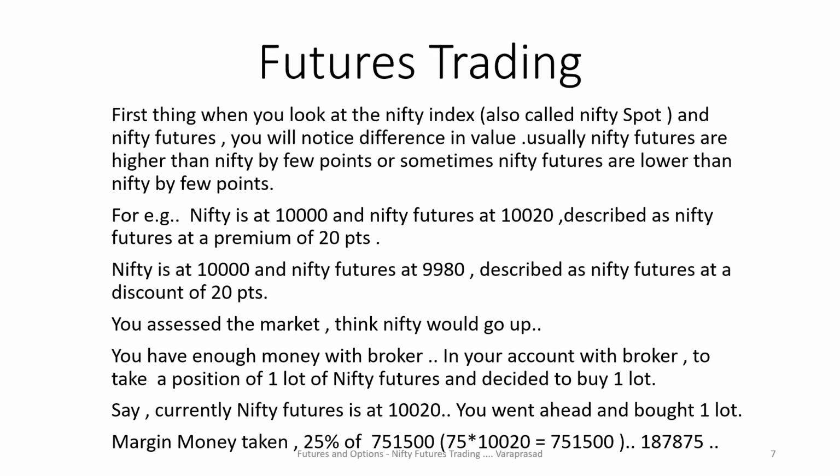You assess the market, think Nifty would go up, you have enough money in your account with the broker to take a position of one lot of Nifty futures and decide to buy one lot. Say currently Nifty futures is at 10,020. You went ahead and bought one lot. Margin money taken is 25% of 7,51,500, that is 75 into 10,020 is equal to 7,51,500. Margin money 1,87,875.